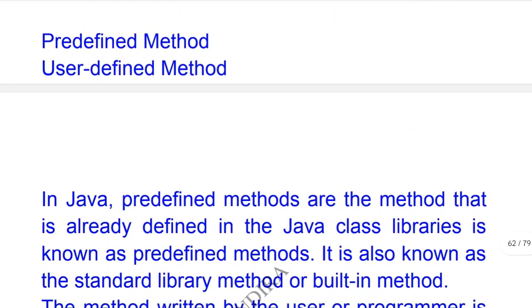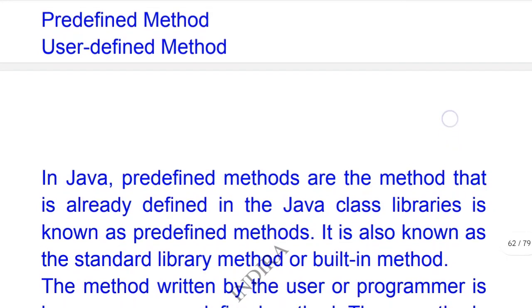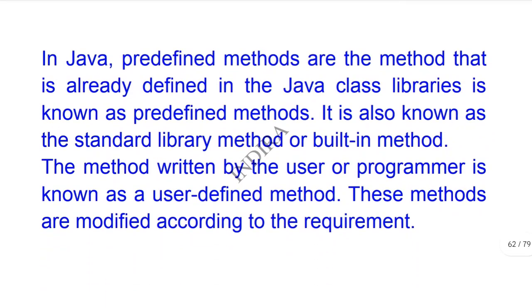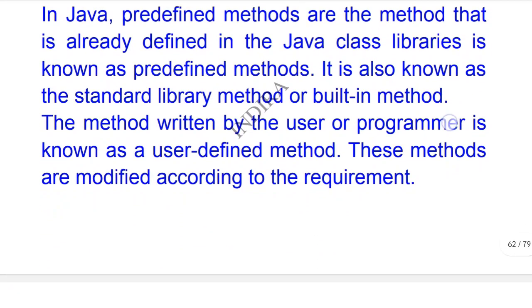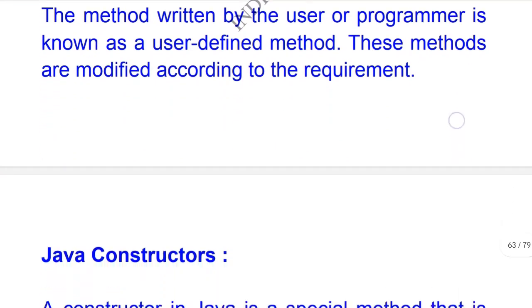Predefined means it is installed beforehand, that is, with respect to Java itself, the method is installed before or along with installing Java, whereas a user defined method is one the user prepared according to the user requirements.